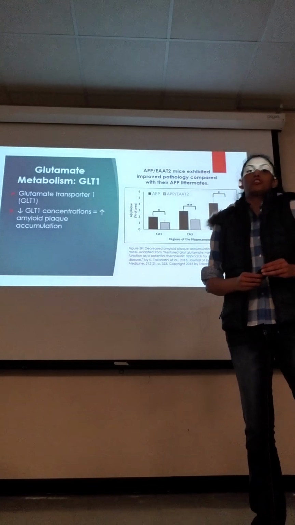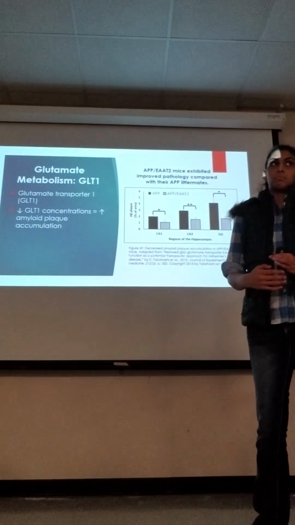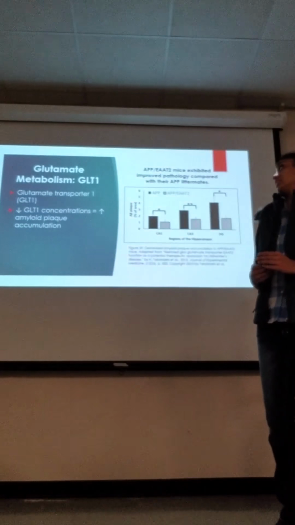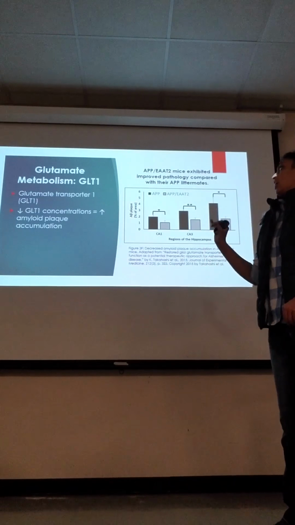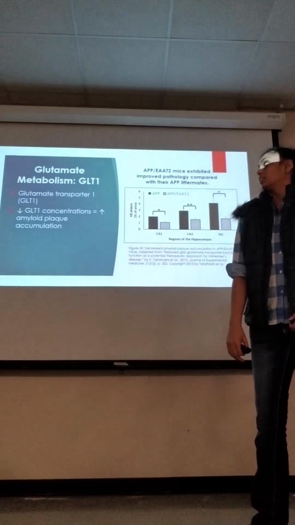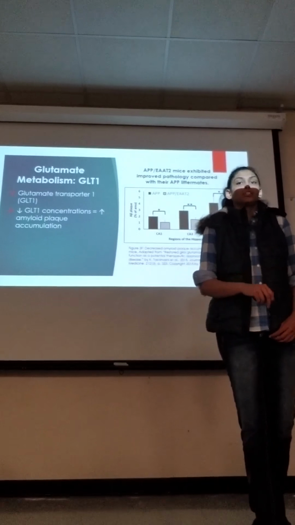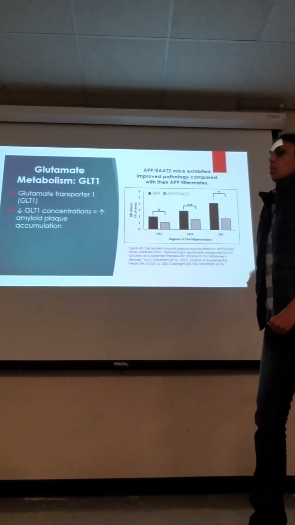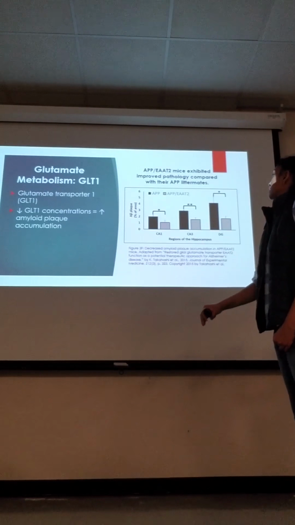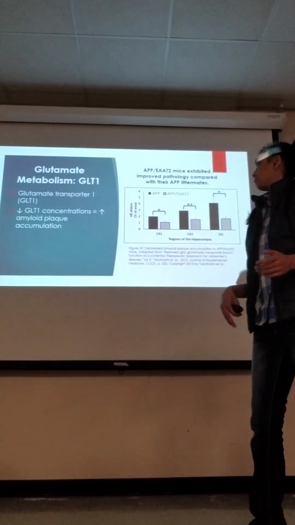In addition to glucose and lipid metabolism being dysregulated, glutamate metabolism is also dysregulated in Alzheimer's disease patients. GLUT1 is a glutamate transporter common in neurons. As GLUT1 concentrations decrease, amyloid plaque accumulation increases in Alzheimer's disease patients. The figure on the screen shows data from a mice study.